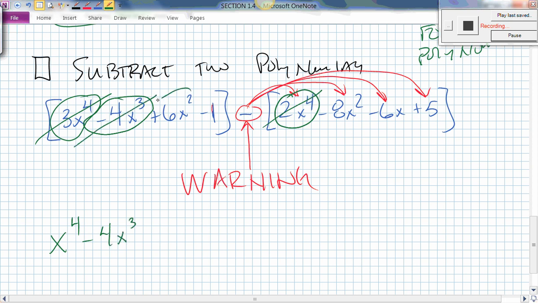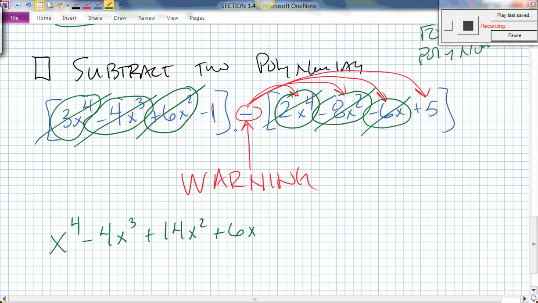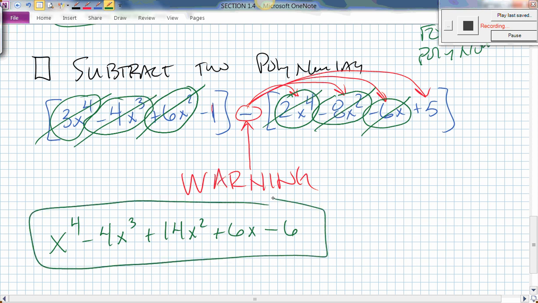Let's go squared. So I have positive 6x squared and a -8x squared, but I have a minus sign. So I'm going to go positive 6 minus a -8 is a positive 14. There you go. 14x squared. Let's get rid of that. I don't see any other x terms besides this -1 here, but be careful. It's a negative 6x, so that's a positive 6x. And then I have -1 minus 5. That's -6. My answer.